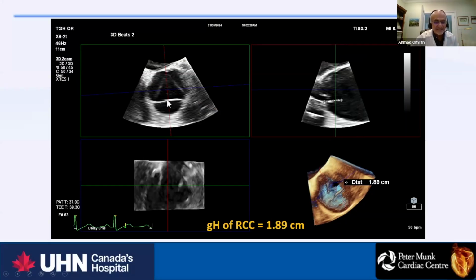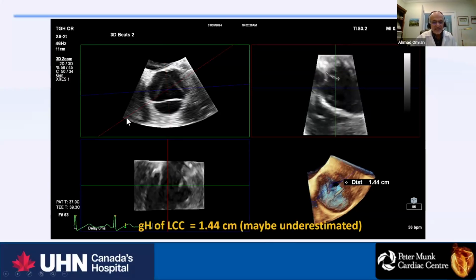It doesn't matter if it's in systole or diastole. We prefer to measure in diastole, but it doesn't matter because it's a length. So systole, diastole, the length of the leaflet is the same. So the right here is 1.89, and the left here we are measuring, it was 1.4. Most of the time, the left cusp is smaller than the two other cusps. And the left cusp is a little bit hidden in the aortic valve. It's a blind spot for TEE. So we might underestimate the left cusp by about 2 millimeters in terms of length. But the rest, we are very accurate.